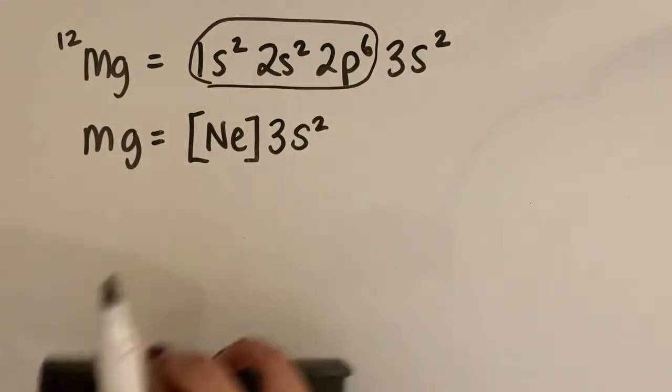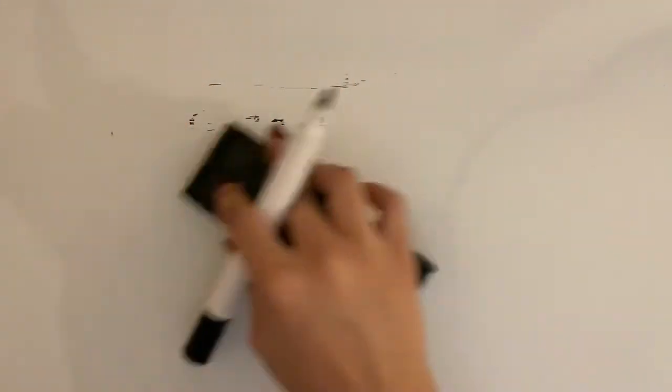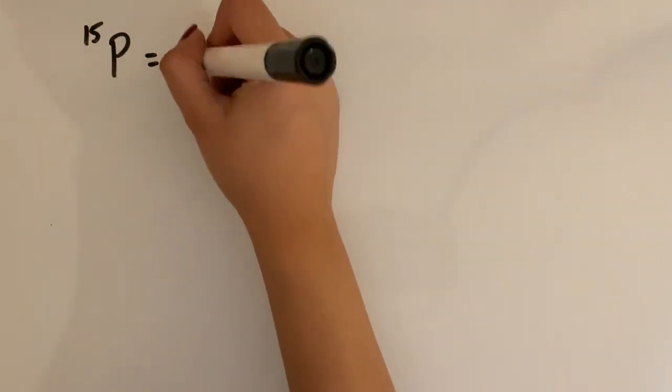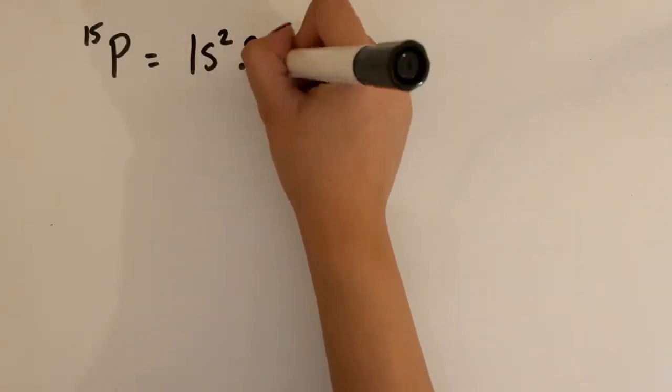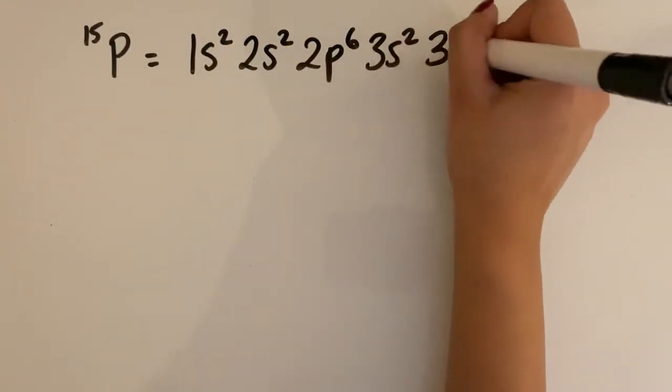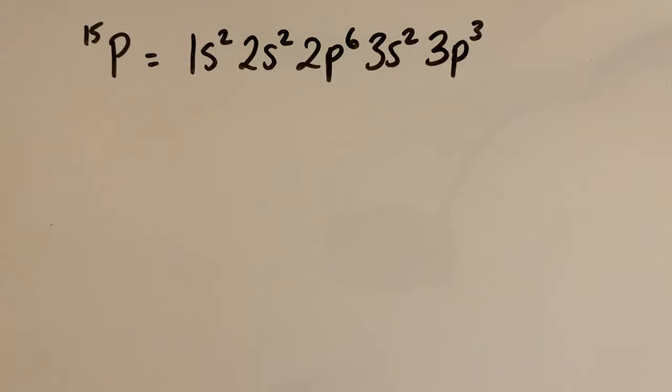I'll do another example of that. Let's go for phosphorus. Phosphorus has 15 electrons. If I were to do the whole configuration for this, it'd be 1s2, 2s2, 2p6, 3s2, and then 3p3. So that's my 15 electrons there.